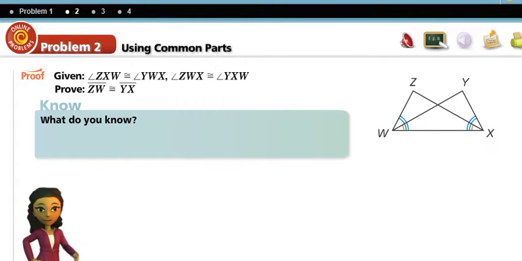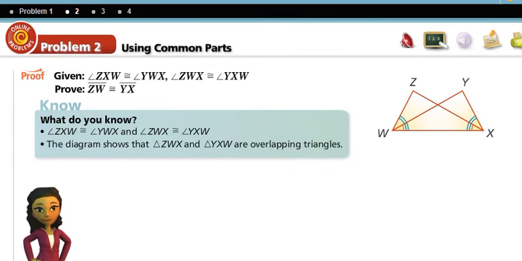What do you know? You know that angle ZXW is congruent to angle YWX, and that angle ZWX is congruent to angle YXW. Also, the diagram shows that triangle ZWX and triangle YXW are overlapping triangles.